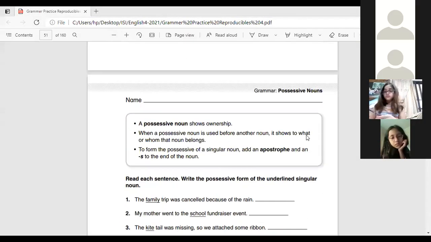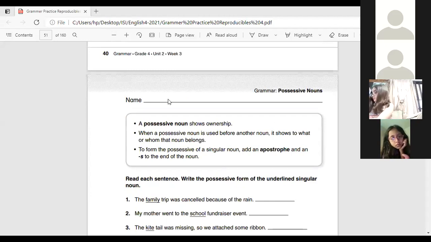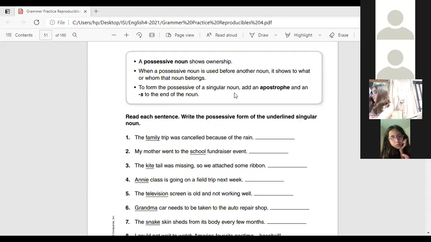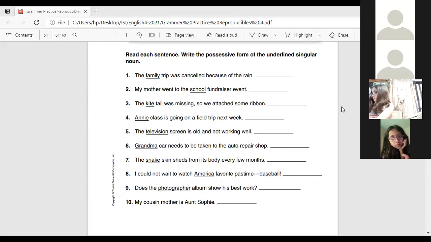Okay, let's move to the grammar practice book, page 41, to solve this exercise. It's about the singular possessive. So the rule here says: to form the possessive of a singular noun, add an apostrophe and an S to the end of the noun.